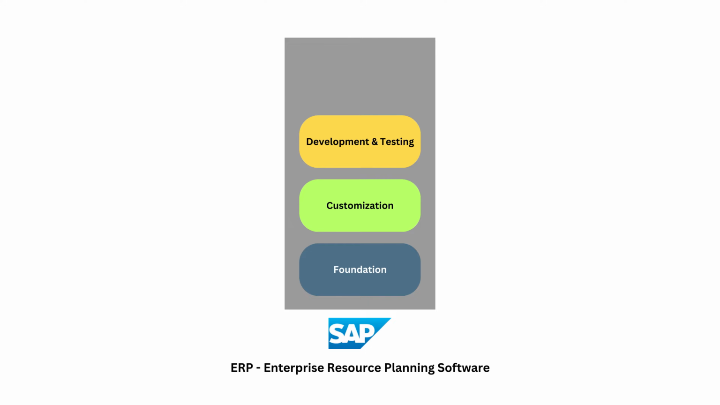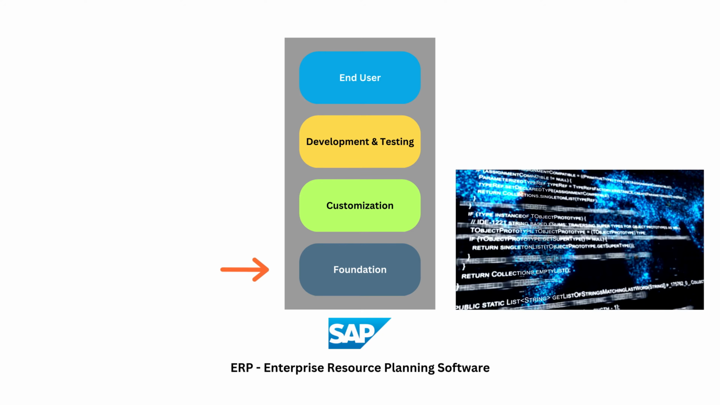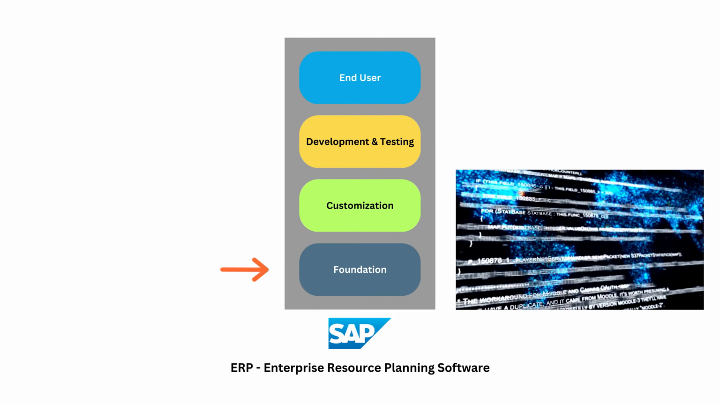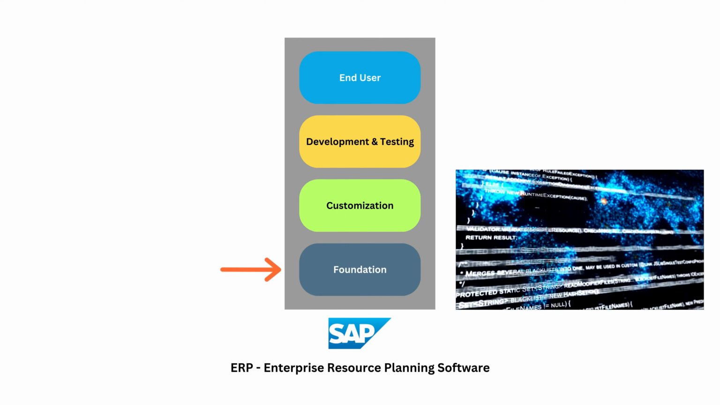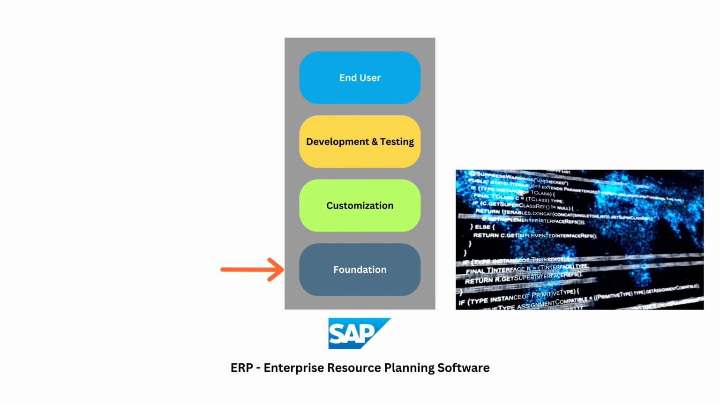The first one is the foundation. When you buy SAP software, it comes with a standard software product. So there is a group of people who get the software, install it, get the networking ready, and get the nodes and patches ready so that the system is available for the users. That is the foundation activity that a group of people does for you.